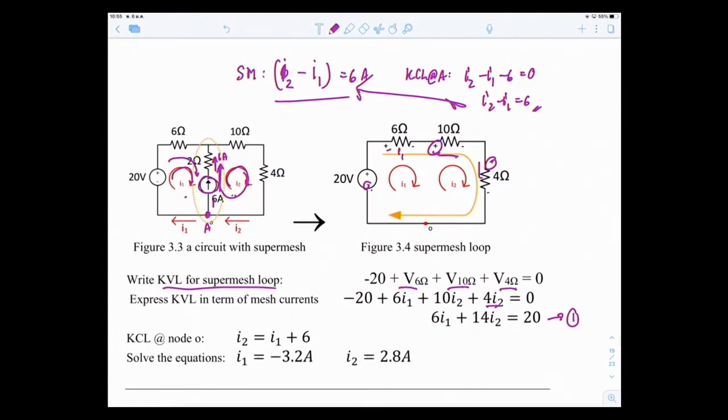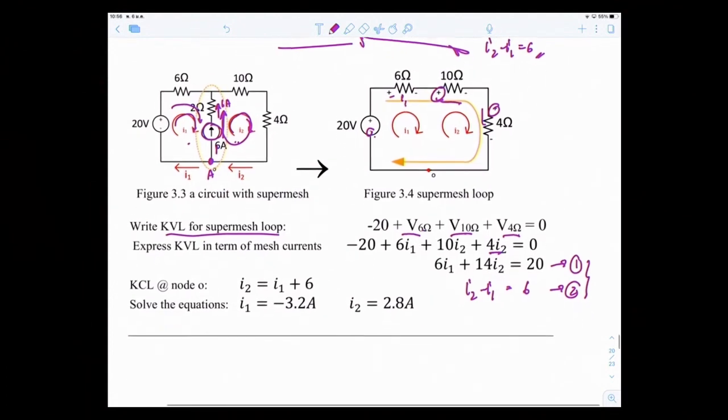And then, of course, I1 and I2 are two unknowns, so you need two equations to solve for them. The other one is I2 minus I1 equal to 6, which you also get from the super mesh. So you use these two equations to solve for I1 and I2. So this is the idea of super mesh.